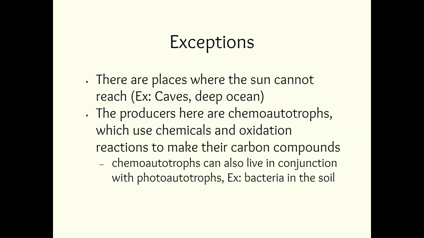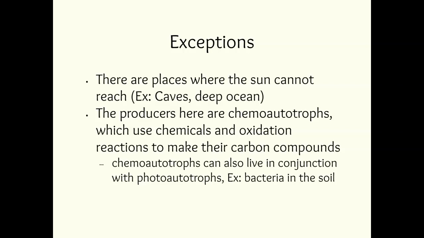chemoautotrophs. They make their own food using energy from chemicals. They're going to use chemicals and oxidation reactions to create their carbon compounds. They're going to take reduced compounds. For example, it could be a reduced nitrogen compound, or could be a reduced sulfur containing compound, something like that. And they're going to take the electrons from that and then use those electrons in carbon fixation to make their glucose. Again, these are chemoautotrophs.